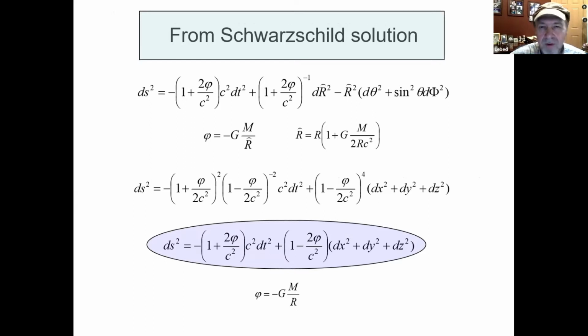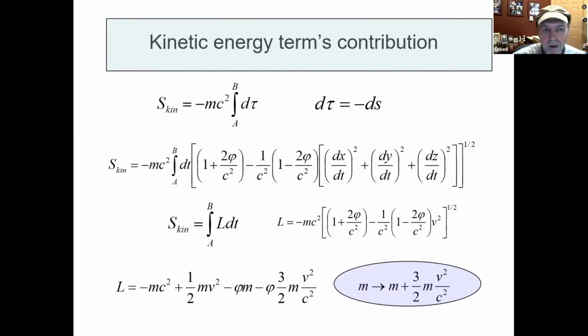So we start from the Schwarzschild solution. But what we need is not the isotropic one. We need to make it isotropic, and this is called the isotropic Schwarzschild solution for the interval. And now we keep only phi to the first power. This is the so-called weak field approximation, and we do this weak field approximation. So first of all, we would like to reproduce the classical result. So this is the action in a gravitational field. This is the weak field approximation.